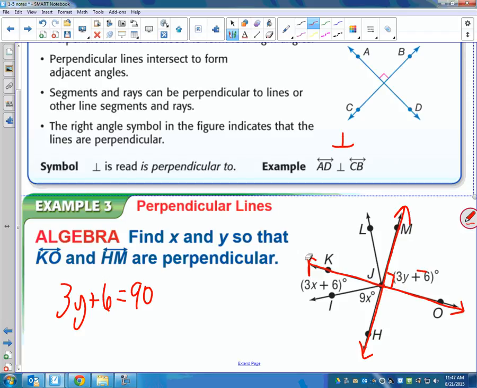And I'm not even going to solve that yet. I'm going to also set up one for x's. Well, actually, let's just solve it, because maybe you'll think of something different. So if I subtract 6, what is that, 84? Divide by 3, that's 28. Is that true? Yeah. And you can check that that works. 3 times 28 plus 6 is going to give me 90.